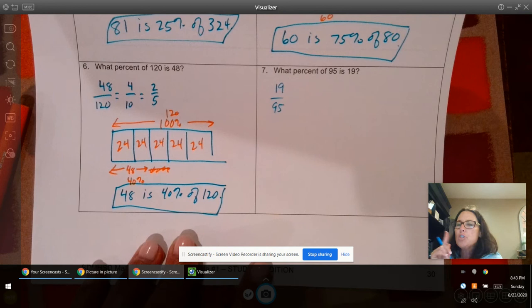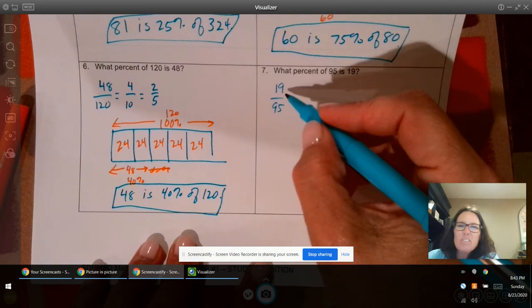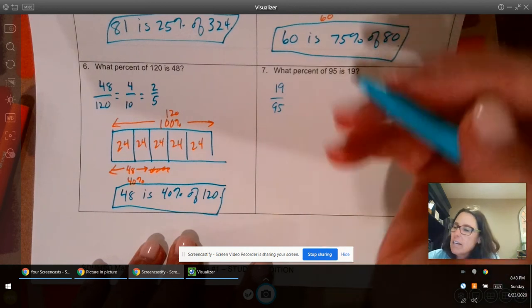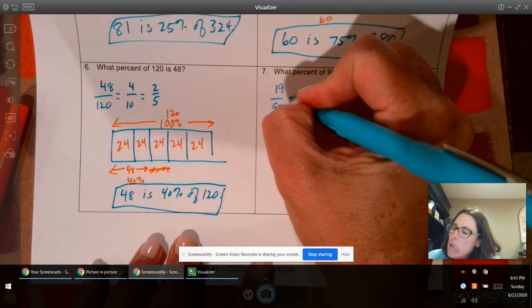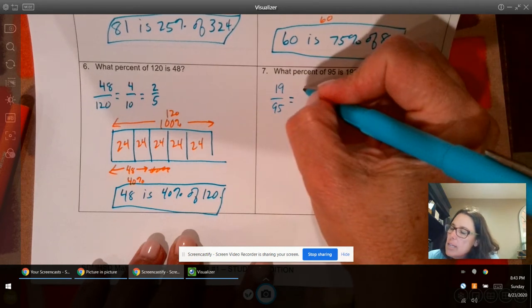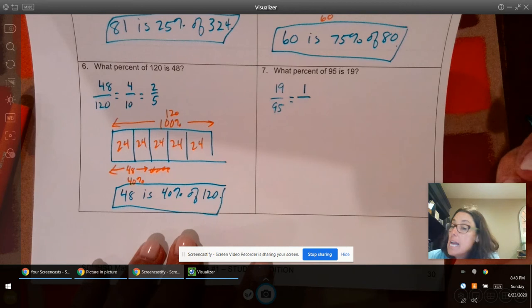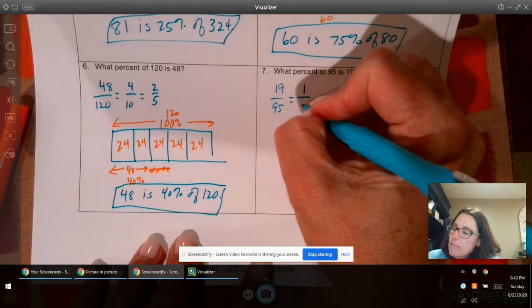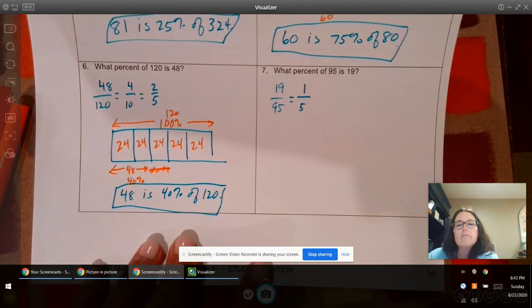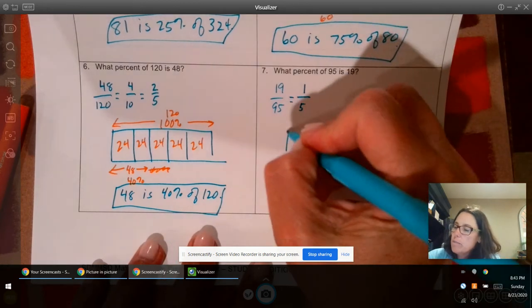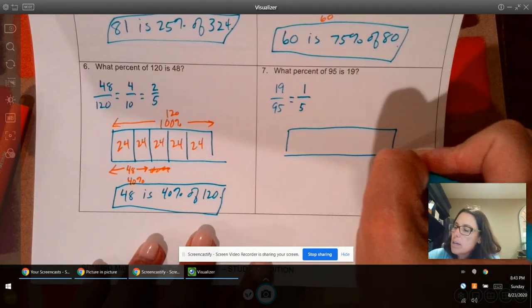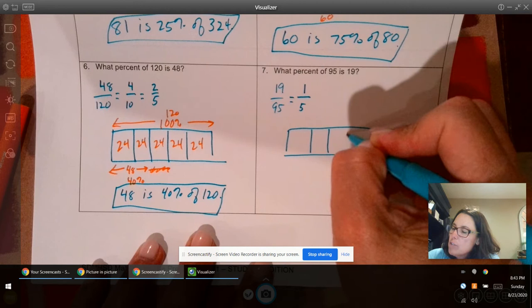But I bet you 19 goes into 95 evenly. Nothing really goes into 19, that's a prime number. So 19 into 19 goes one time. 19 into 95 goes 5 times. So we've got our box cut up into 5 chunks.